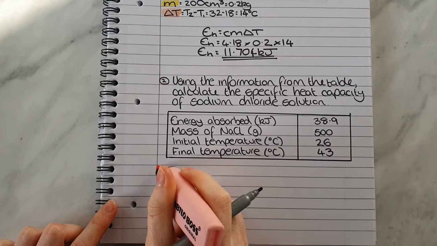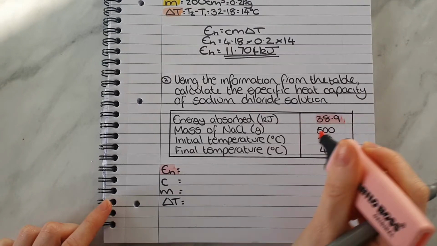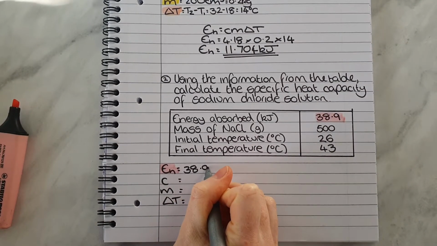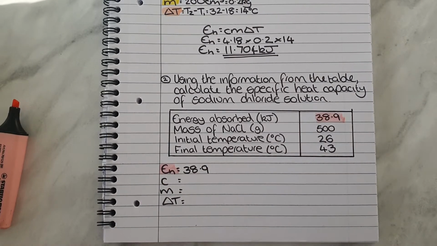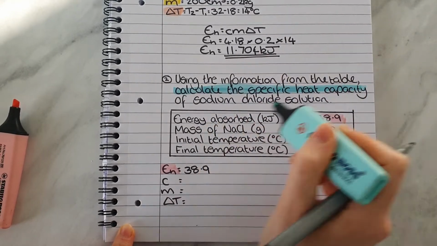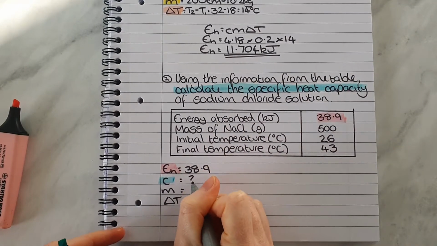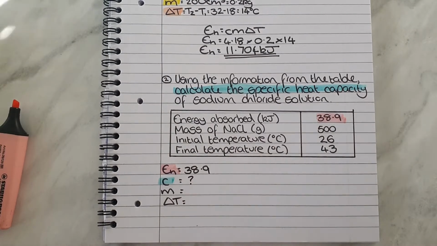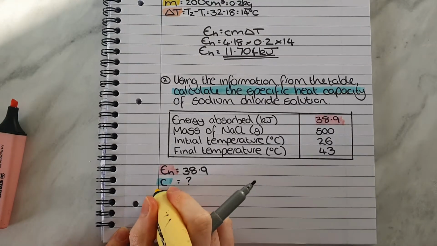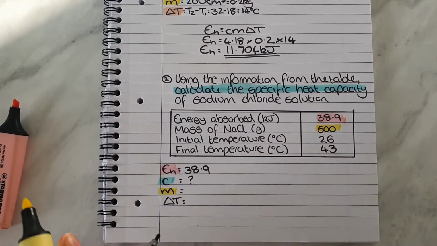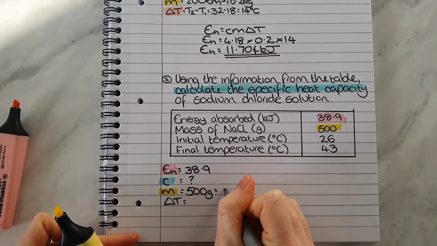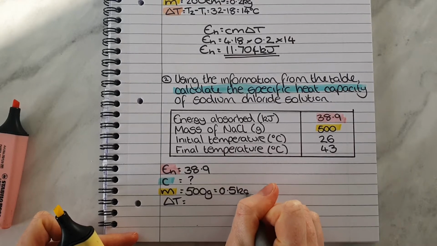you will see it says energy absorbed is 38.9. You'll then see that C is what you're asked about. So you have to calculate the specific heat capacity. So C's getting a question mark. M is the mass of the substance heated. We said the sodium chloride is in the can, so you should take the 500. It's in grams, so you want to divide that by 1000 to get it into kilograms.